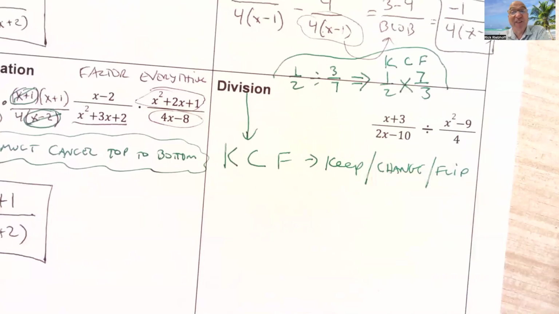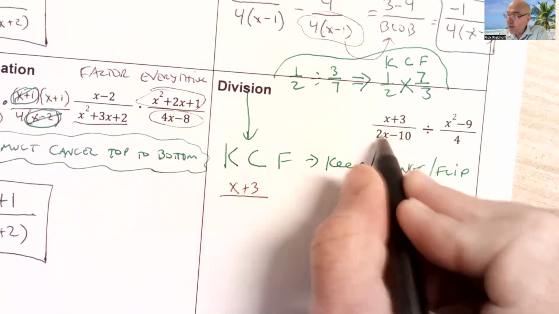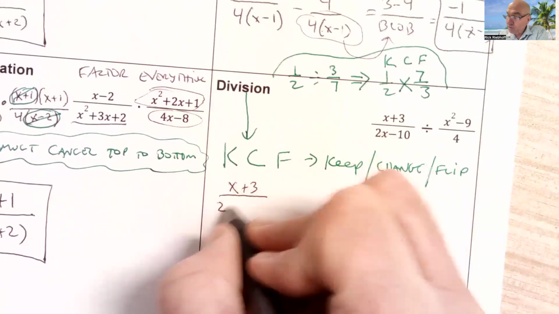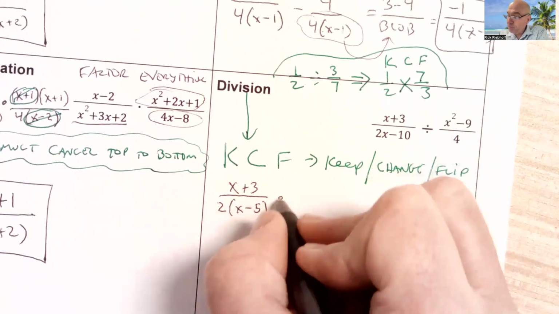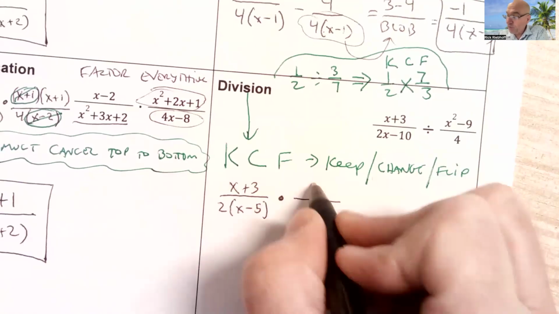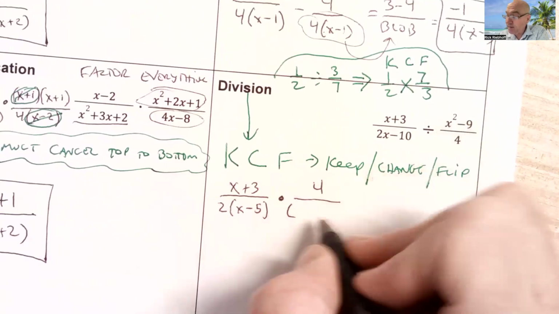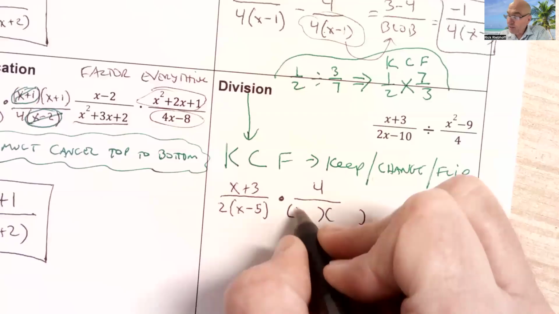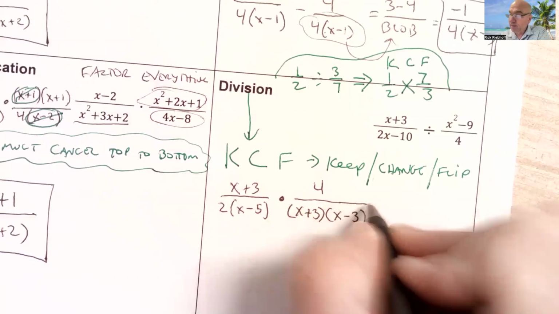We're going to do the same thing for this. And I'm just going to do it first. Get rid of that nasty, nasty division sign. Turn this into multiplication. So we keep the first one. I'm going to factor this while I go. 2 times x minus 5, and change to a multiplication sign and then flip 4 over. And I'm going to factor this at the same time. X squared minus 9 is another difference of perfect squares. That's going to be x plus 3, x minus 3.